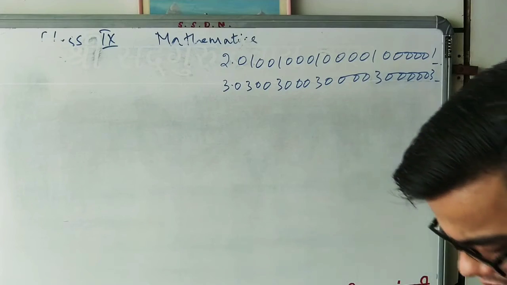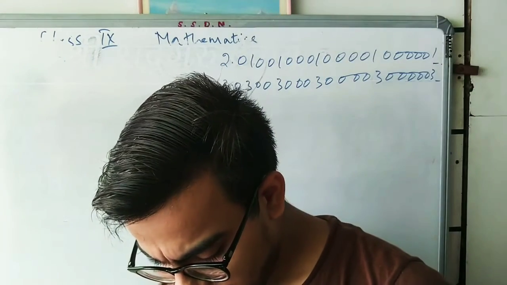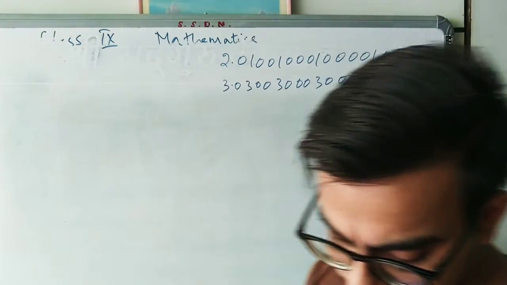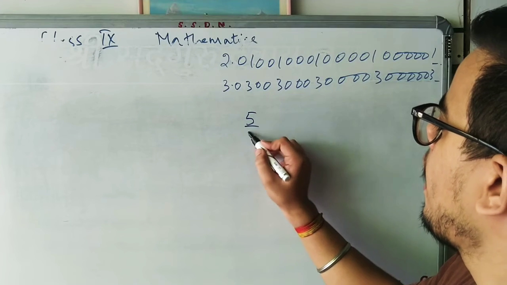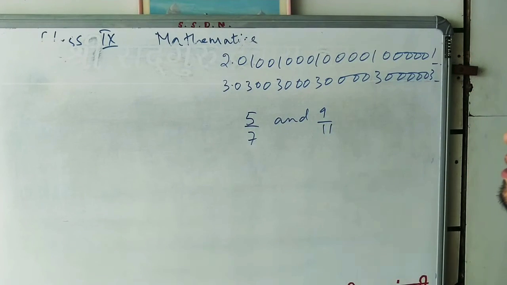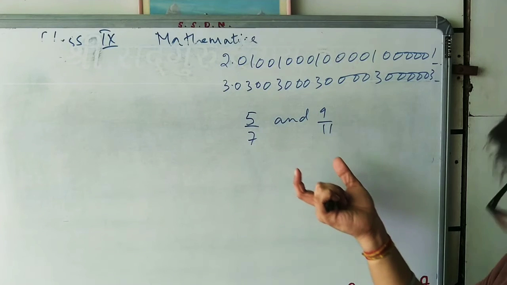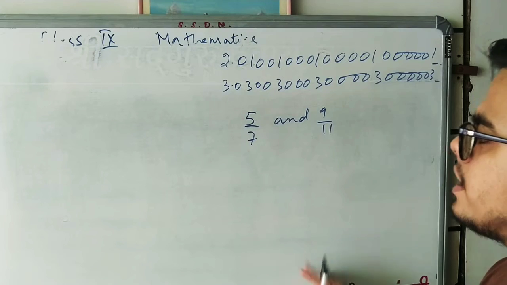What you feel like you can make. Now the seventh question we have done. Now the eighth: find 3 irrational numbers between 5 by 7 and 9 upon 11. We have to write 3 different irrational numbers. So how can we do that?